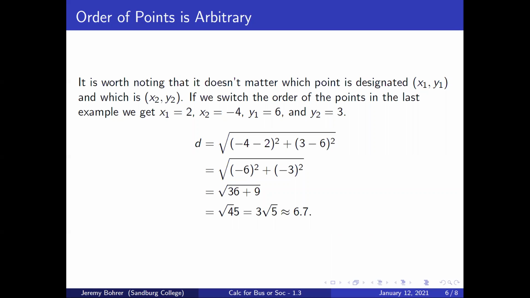The order of points is arbitrary. It doesn't matter which point is designated (x1, y1) and which is (x2, y2). If we switch the order of the points in the last example, we have x1 equals 2, x2 equals -4, y1 equals 6, and y2 equals 3. So the distance is the square root of (-4 minus 2) squared plus (3 minus 6) squared, which is the square root of (-6) squared plus (-3) squared, but (-6) squared is the same as 6 squared, and (-3) squared is the same as 3 squared. So we still get the square root of 36 plus 9, which is the square root of 45, which is 3 root 5, or approximately 6.7.